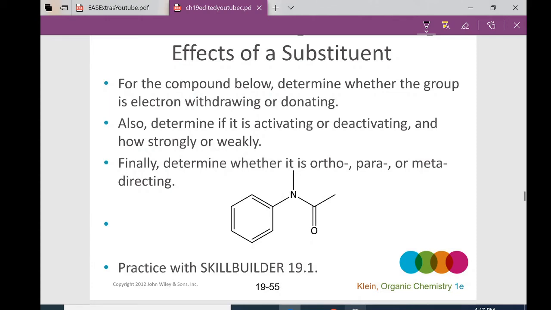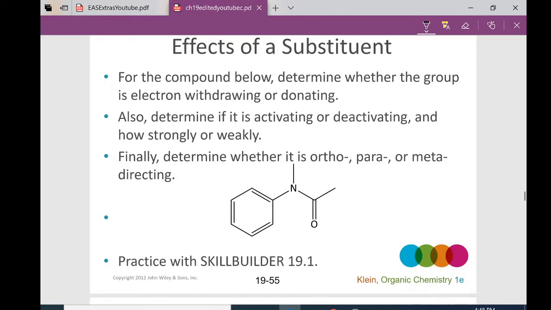Hi and welcome back. So let's work some examples of aromatic substitution reactions when we have a substituent already on the ring. So considering the compound that we have below, we have a substituent, and we want to know whether this substituent is ortho, para, or meta directing.